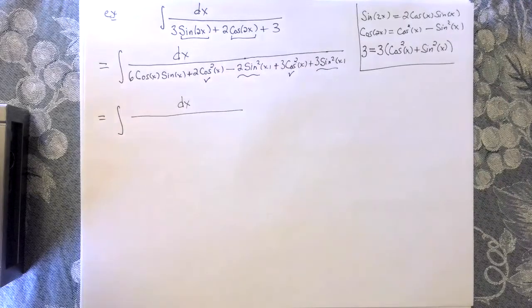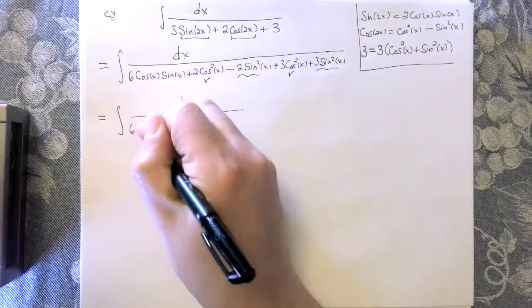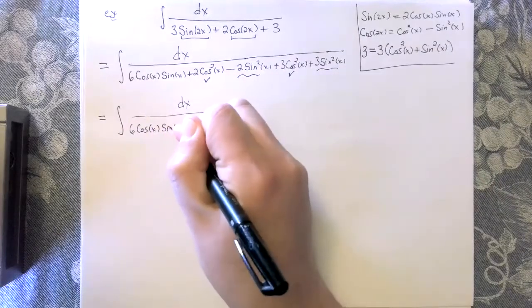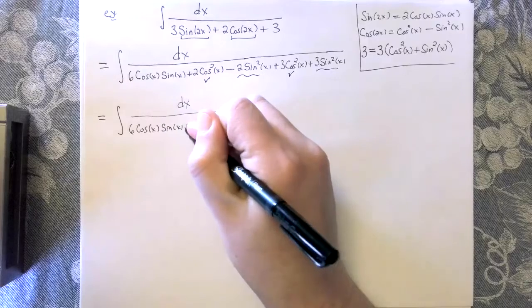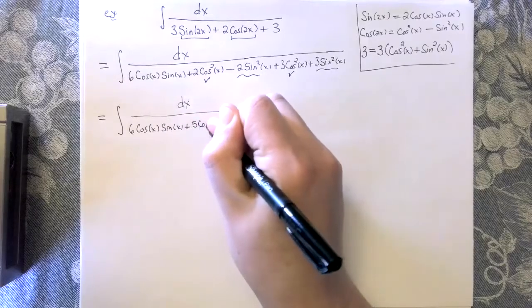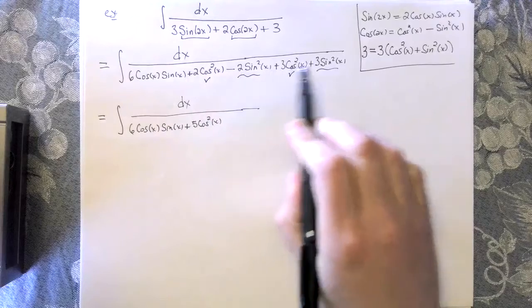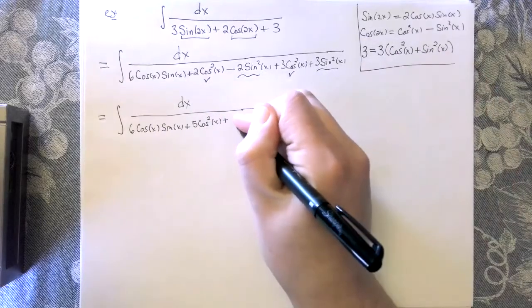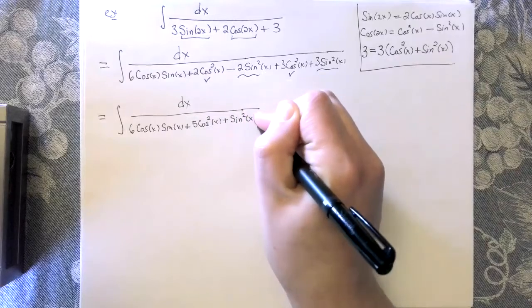All right, so let's see what we have here. You know what, we could just write it in this order. This is just fine. So 6 cosine of x sine of x. And then this plus this means I've got 5 copies of cosine squared, right? So that's 5 cosine squared of x. And this plus this means I've got one of these sine squareds of x. So plus 1 sine squared of x.